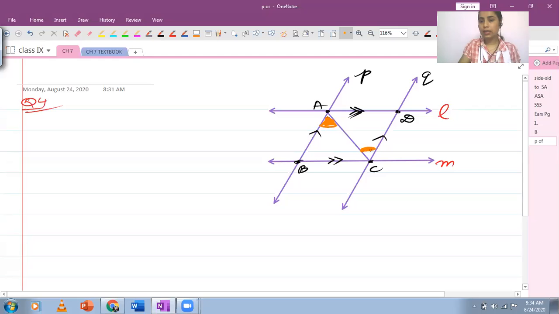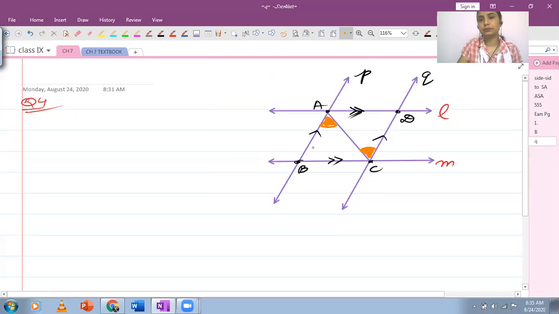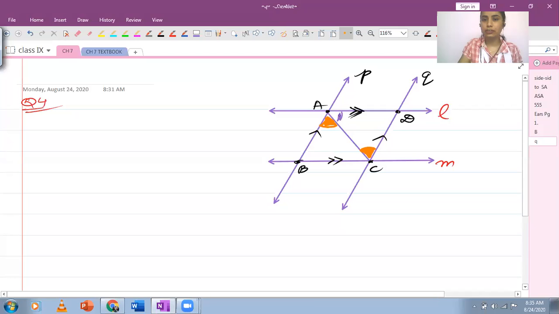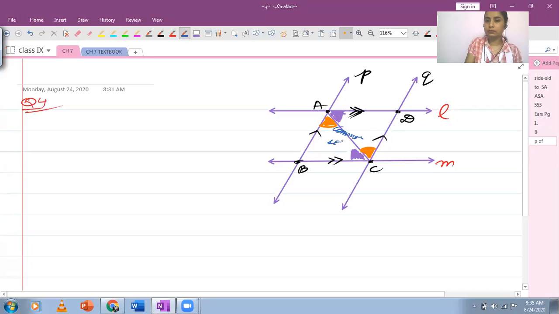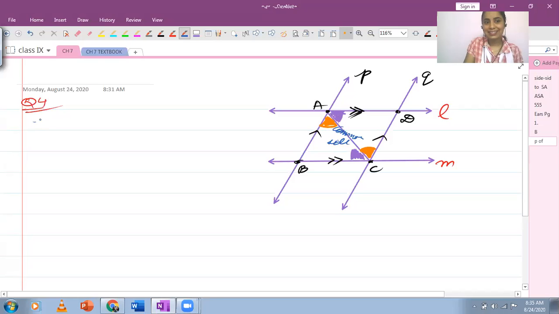And can anyone tell me, ये वाले जो alternate interior angles हैं, ये कौन से pair में बने हैं? Which pair of lines? P and Q. That's correct. The observation is very important. And this one and this one. L and M. Yes. And this is the common side. In between the two, we have the common side.